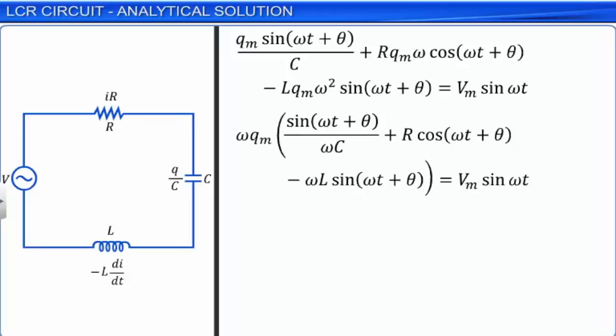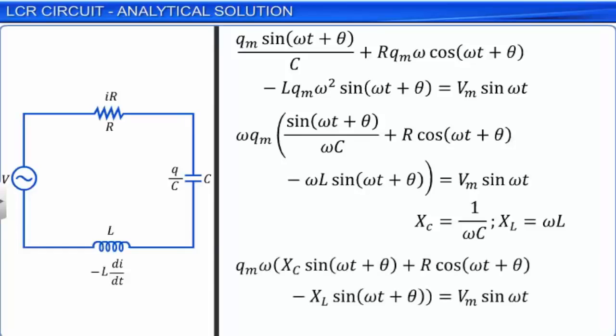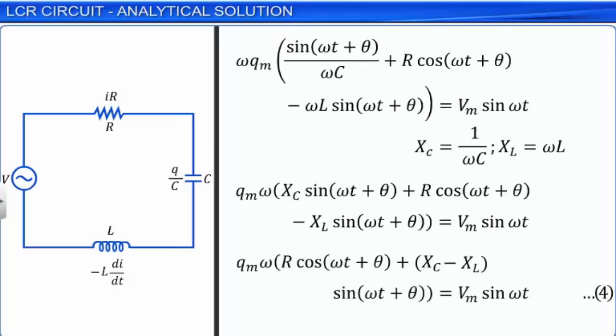Since capacitive reactance Xc is 1 by ωC and inductive reactance Xl is equal to ωL, we can write the above relation as ω Qm into [Xc sin(ωt + θ) plus R cos(ωt + θ) minus Xl sin(ωt + θ)] equal to Vm sin ωt. Or ω Qm into [R cos(ωt + θ) plus (Xc minus Xl) into sin(ωt + θ)] equal to Vm sin ωt. Let this be equation 4.